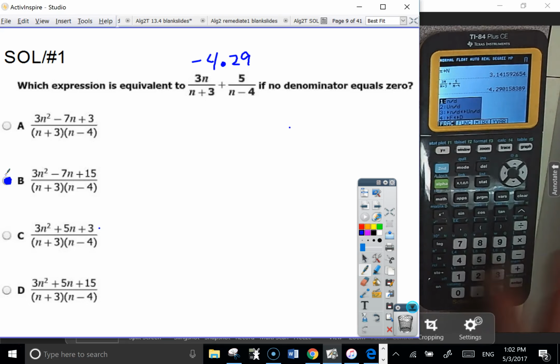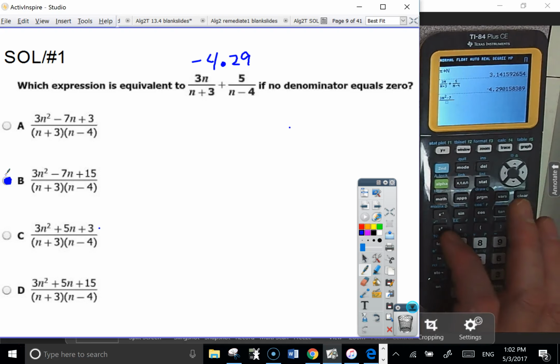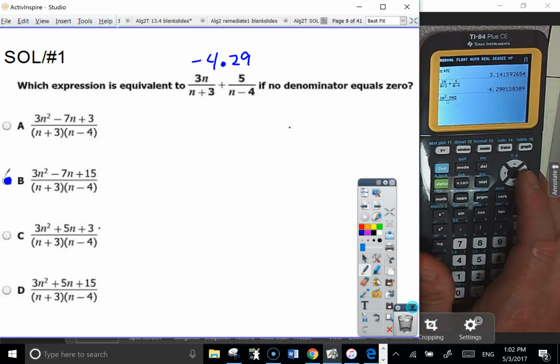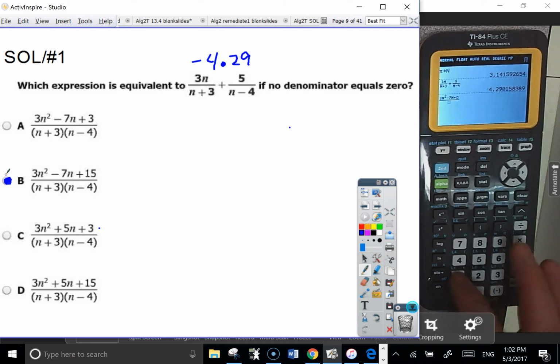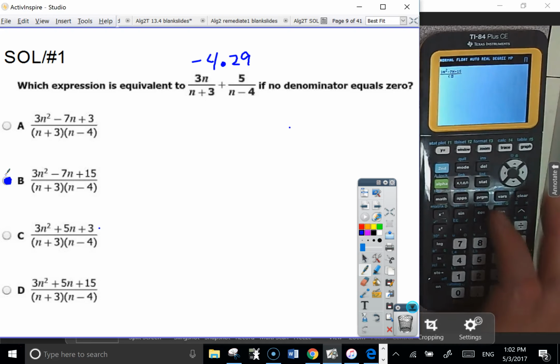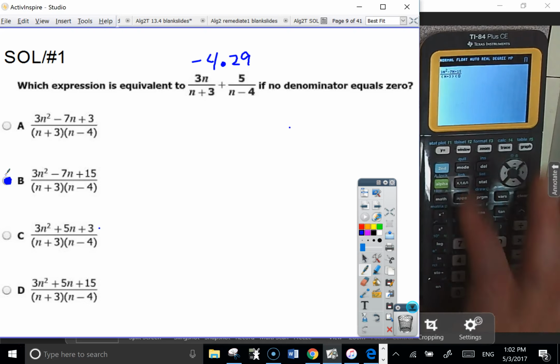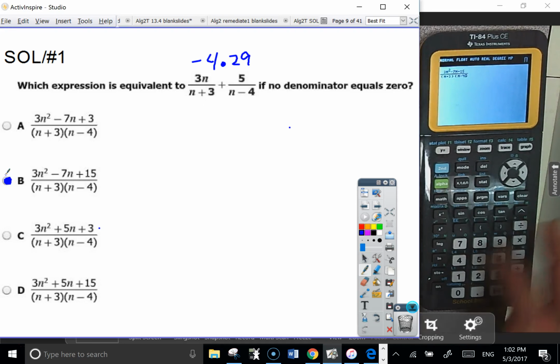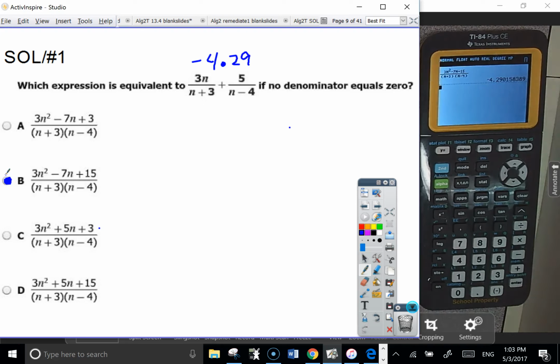So alpha y equals 3n squared minus 7n plus 15. Oh, go to. It wasn't done yet. And then n plus 3 and n minus 4. Right? And when I hit enter, same thing, negative 4.29. So that's the answer.